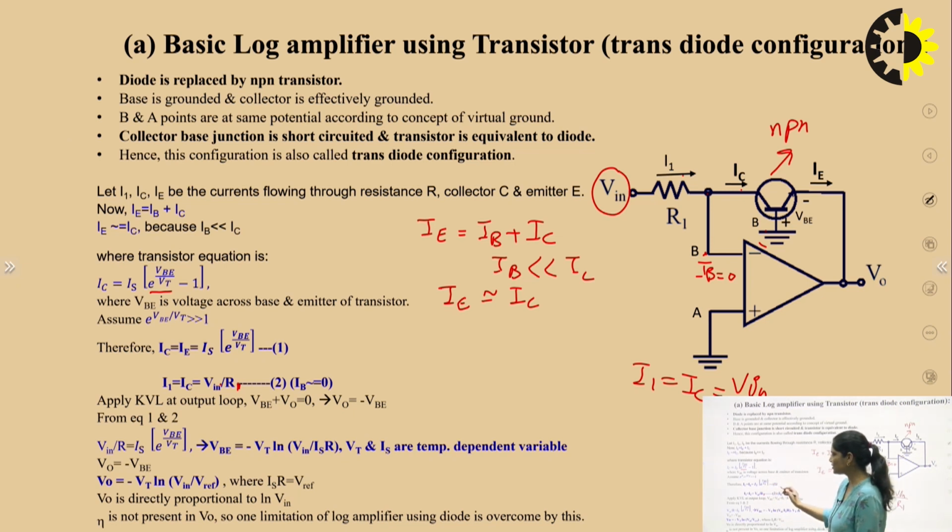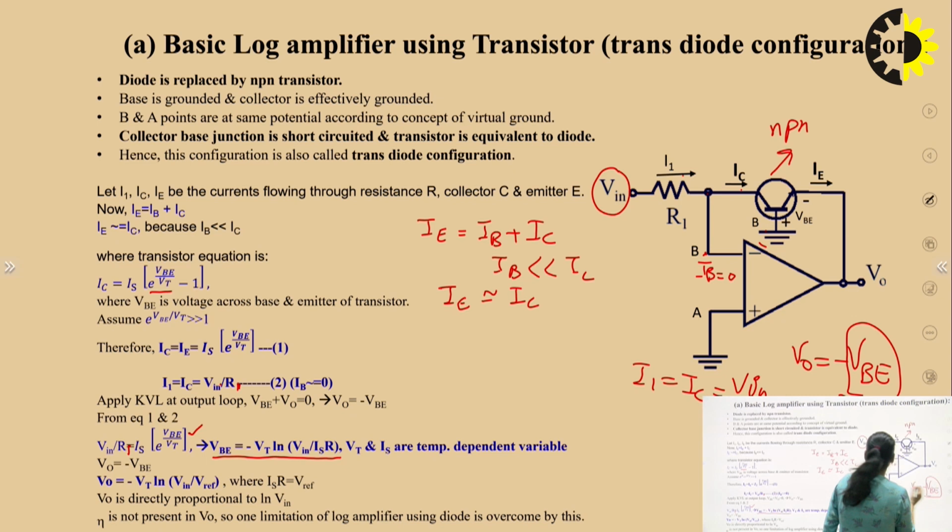Now equate equation 1 and 2. That is, Vin upon R1 is equal to IS e to the power VBE upon VT. Now from this equation we have to find out the value of VBE. So if we are equating this, VBE is equal to minus VT ln Vin upon IS R, and in this equation VBE, VT and IS are the temperature dependent variables. And from this circuit diagram, Vout is equal to what? Vout is equal to minus VBE, and VBE is calculated here, that is equal to minus VT ln Vin upon IS R.